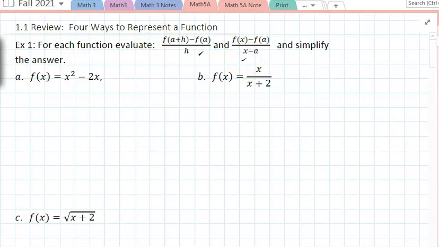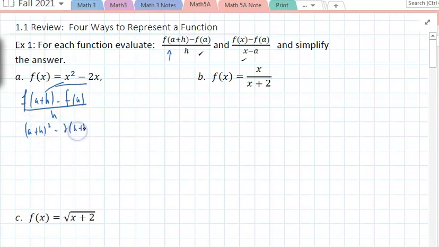Well, let's see. If I start with the difference quotient for this, f of a plus h would be a plus h squared minus 2 times a plus h, minus f of a, make sure to use parentheses, f of a is simply a squared minus 2a, all over h. The goal is to eliminate h out of the equation.